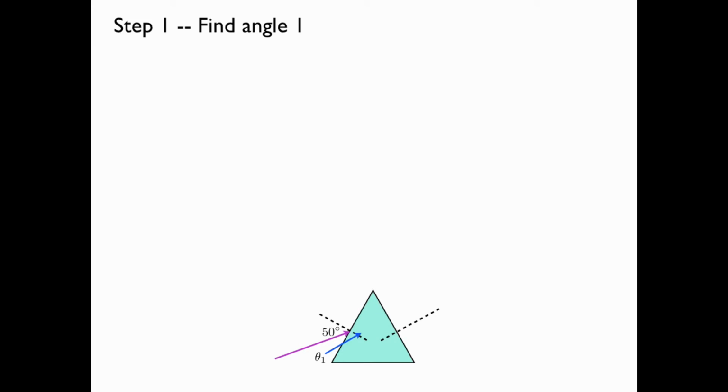First, we'll find angle 1. To do this, we'll use Snell's law, which states that the index that's incident and the sine of the incident angle are equal to the same for the refracted angle.